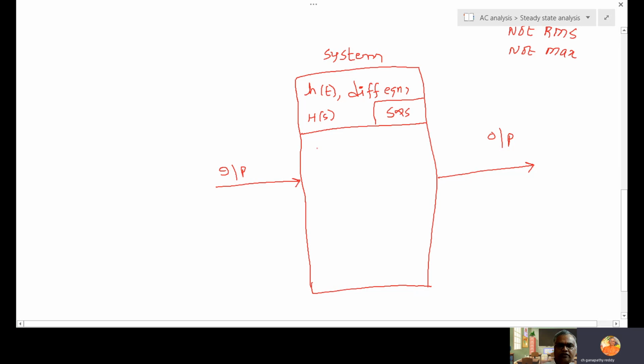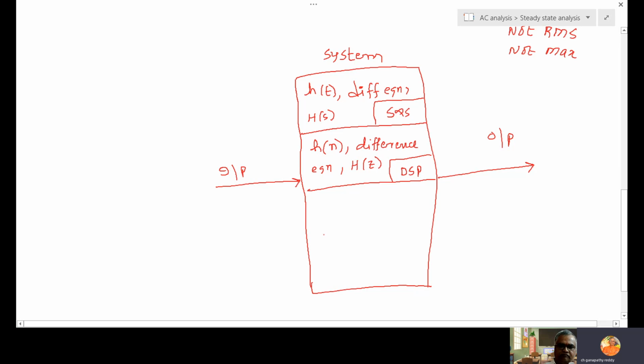If it is a DSP, it can be h of n, and a difference equation. This is differential, this is difference equation. Or it can be h of z transform. So this we study in DSP, digital signal processing. So in the digital domain we come across these names.